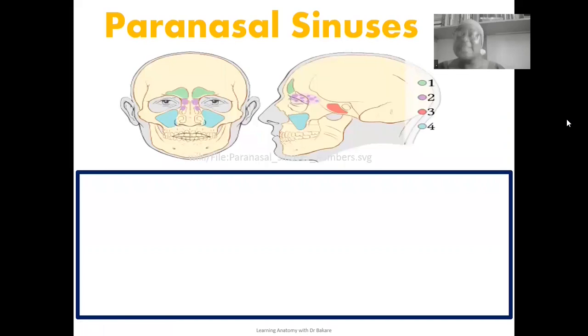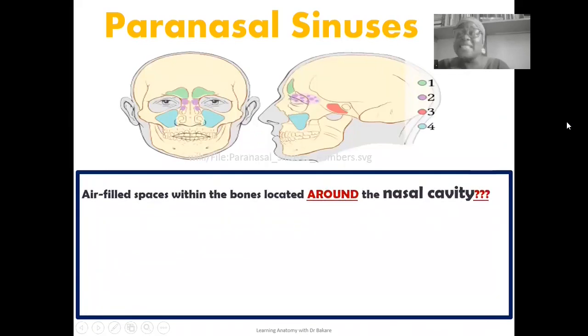The paranasal sinuses are air-filled spaces that are located around the nasal cavity. So you have the nasal cavity around the central part of the face, and you have paranasal sinuses being arranged like a room around it. So you have paranasal sinuses as air-filled spaces that are located within bones seen around the nasal cavity.